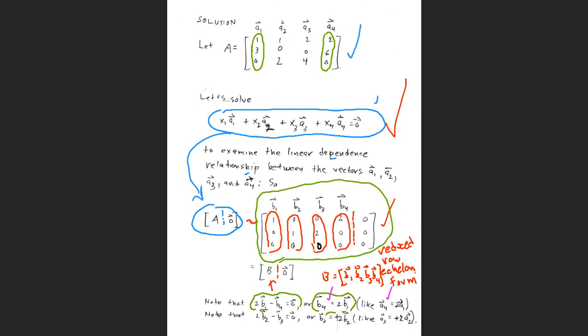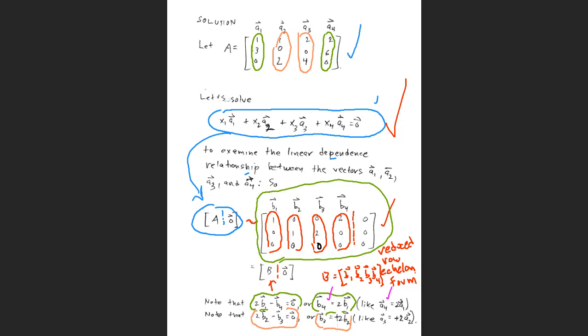Now, similarly, you might notice here another dependence relationship. If you take twice the vector B2 and subtract B3, you get the 0 vector. So that means B3 is twice B2. And here, if you look at the vector A3, it's twice A2, right? A3 is 2 times A2.